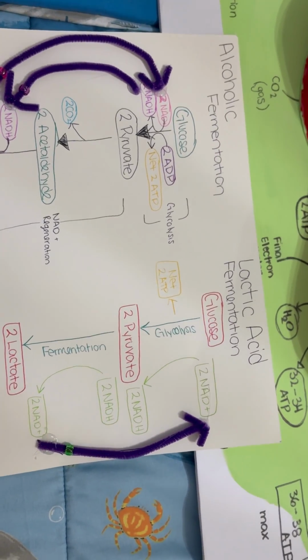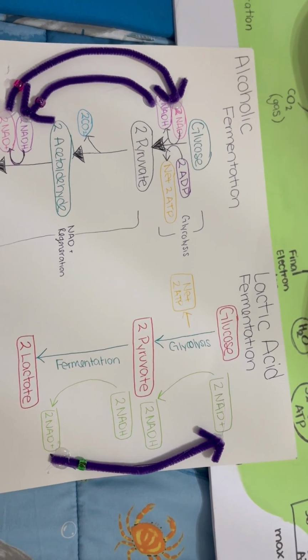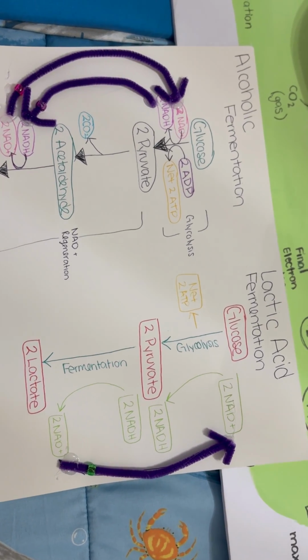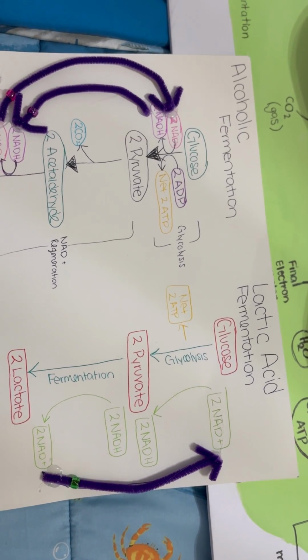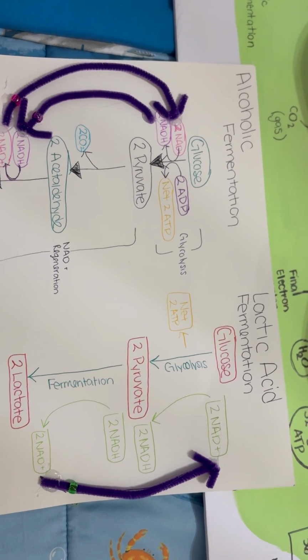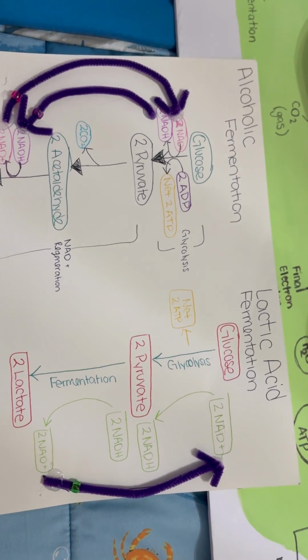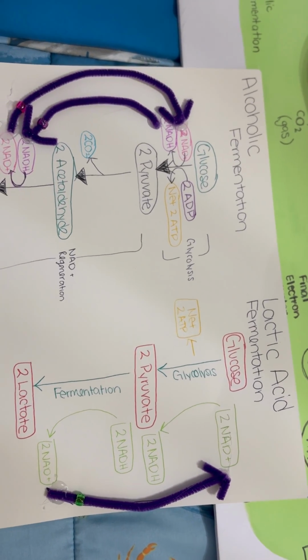Alcoholic fermentation and lactic acid fermentation are 2 types of anaerobic respiration that cells use when oxygen isn't available. The purpose of these fermentations is to regenerate NAD+ without the electron transport chain, which needs oxygen. Both begin with glycolysis, where glucose is broken down into 2 pyruvate molecules, producing 2 ATP and 2 NADH.